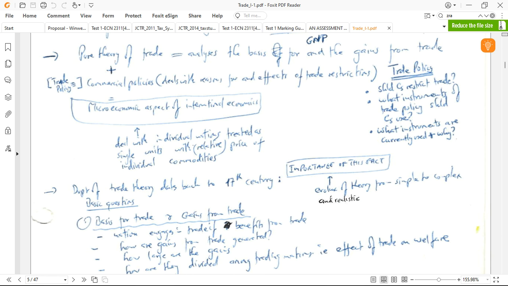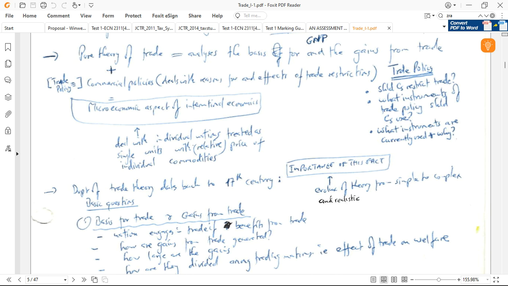Okay. We'll be looking at the type of instruments that countries use when it comes to restrictions. Also, we'll be looking at the current status of our economy. What trade policies are we using as a nation, or currently, what are some of the trade policies that countries are using?